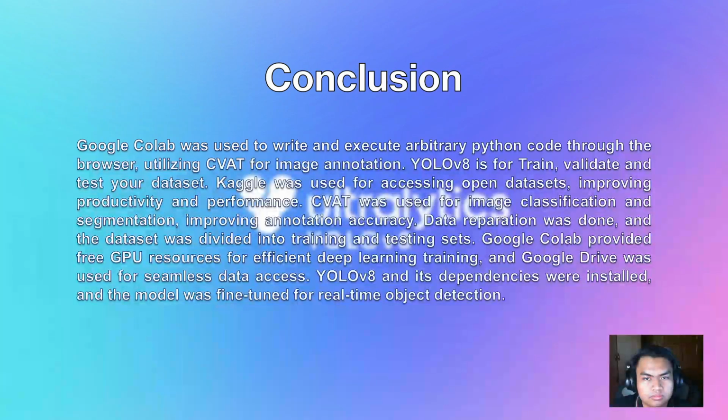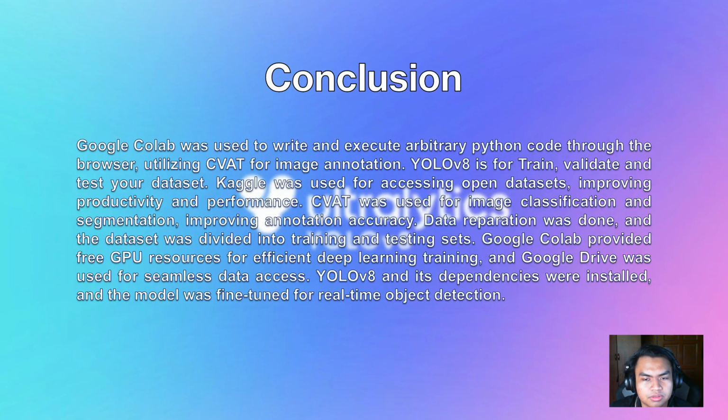For the conclusion, Google Colab was used to write and execute arbitrary Python code through the browser, utilizing CVAT for image annotation. YOLOv8 is for training, validating, and testing your dataset. Kaggle was used for accessing open datasets, improving productivity and performance.